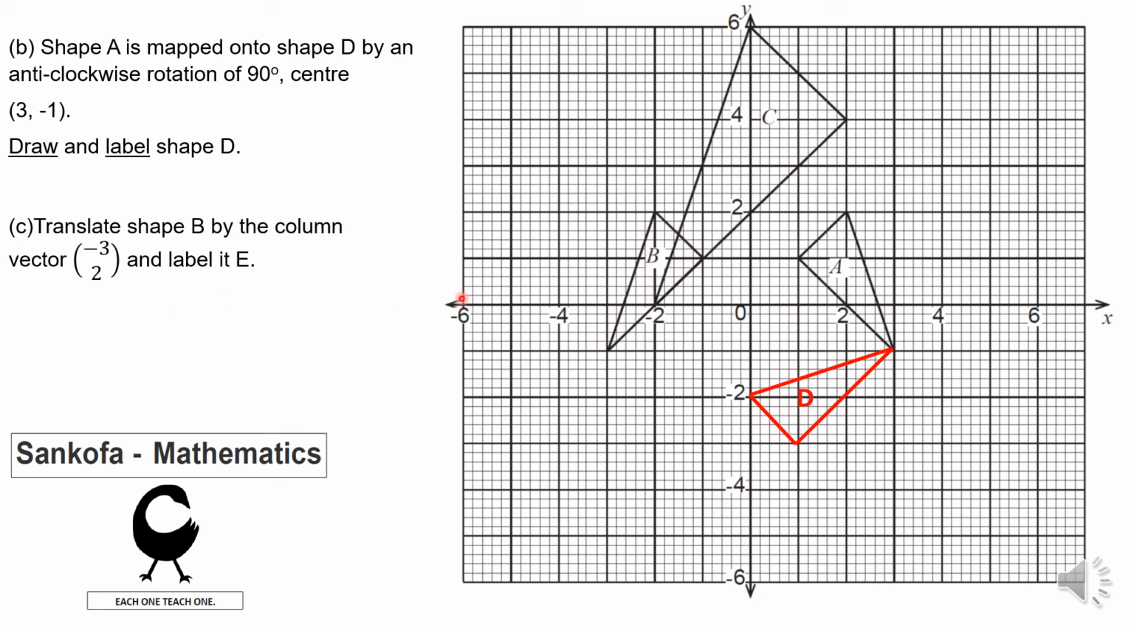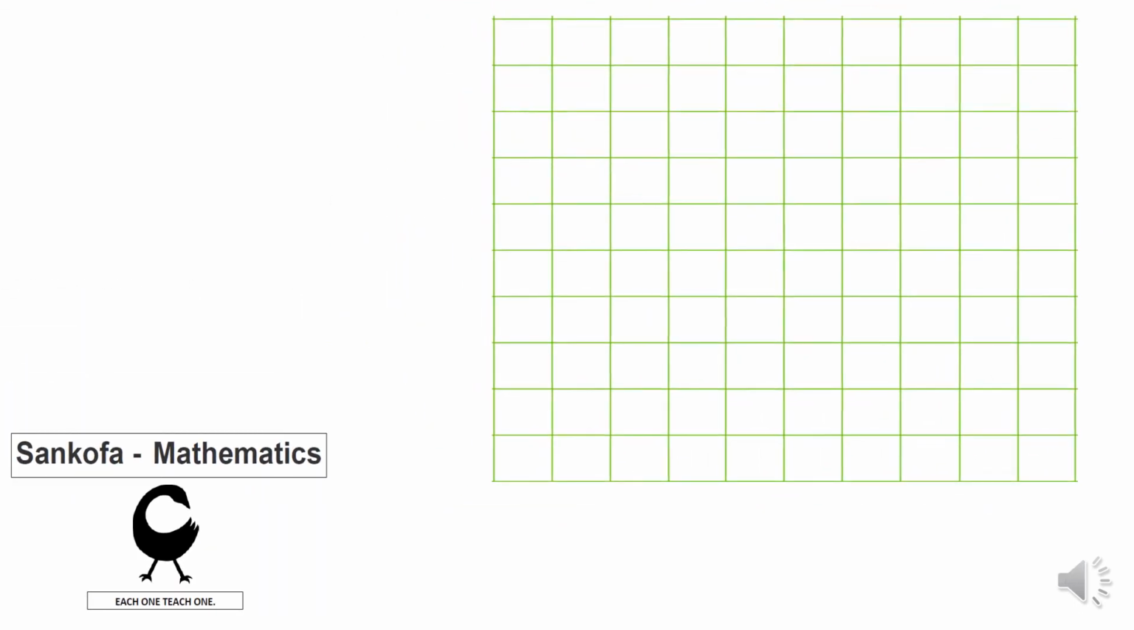Then the second one we're supposed to translate. Translation is just sliding B by that vector. Because you have a negative, you take it 3 places to the left, and you have a positive 2 here, so you go 2 places upwards. Its new position will be there. When you translate a figure, its shape doesn't change, it just slides to the left, to the right, up or down.